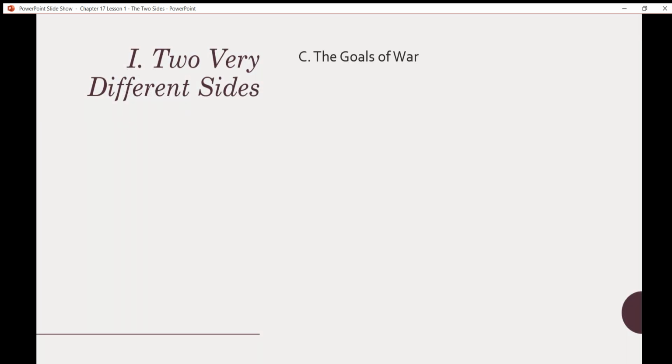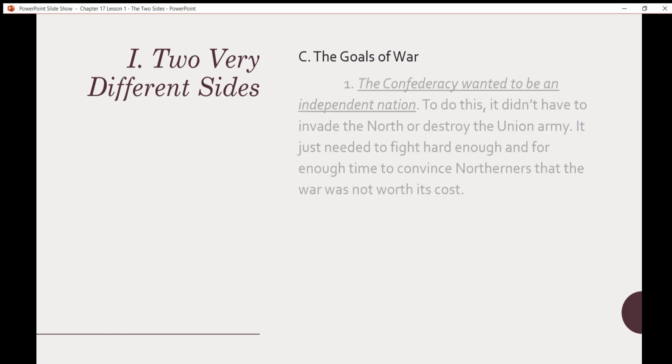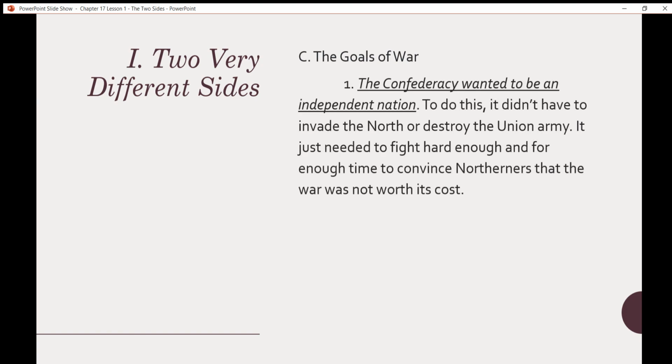Moving on to the goals of war. This is important to take note of: both sides' goals, their end game, so to say. What did they want out of this war?